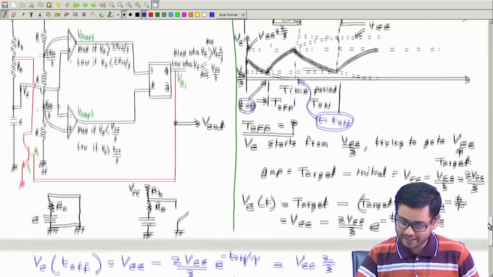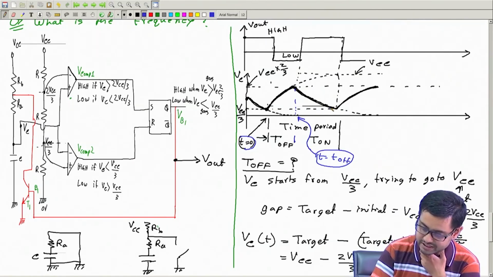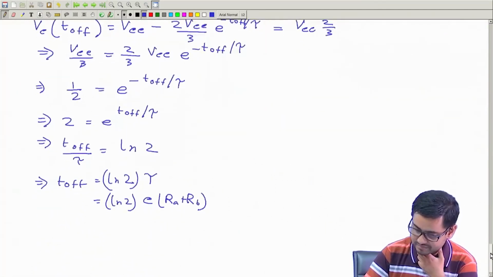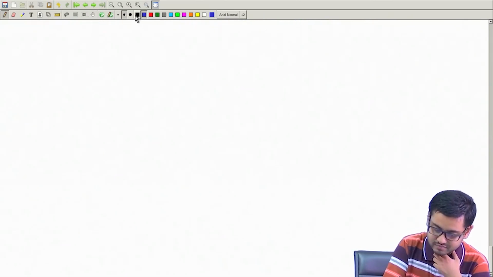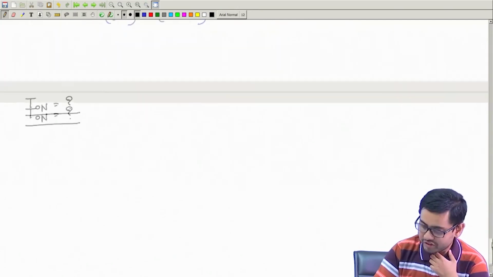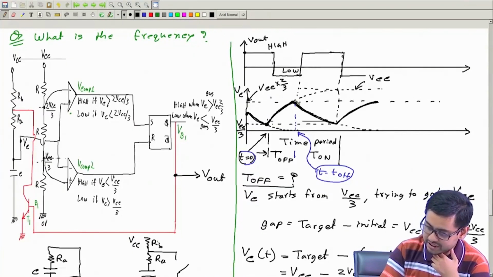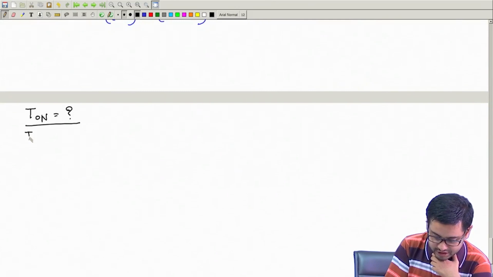So let's now find similarly the time t, this is t on. For this, let's first write how this voltage changes in this period. Okay, so it starts from 2/3 VCC.